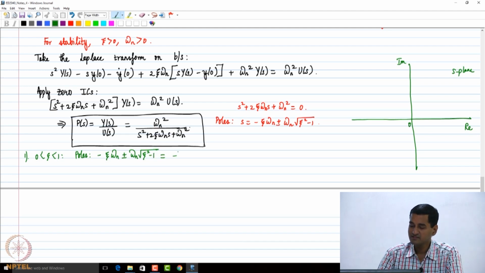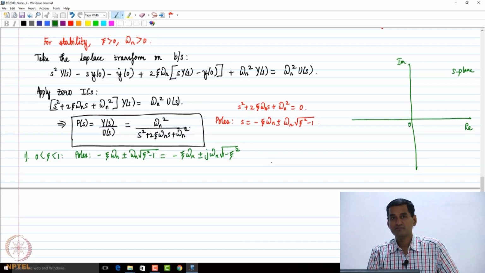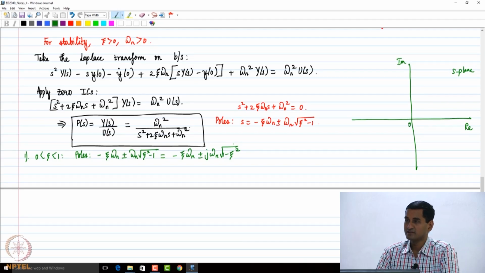but zeta squared minus 1 is going to be negative now. So what we do is we just rewrite this as plus or minus j omega n times square root of 1 minus zeta squared, just to make the fact that the roots are complex conjugate more clear. So we just flip the order in the square root and then add a j term, because we are going to get a minus sign in the square root.